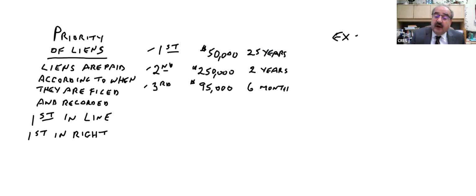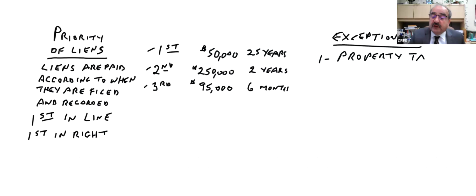The exceptions are, number 1, property taxes. Property taxes will always be first. You have a mortgage recorded 25 years ago. You did not pay your property taxes this year. Your property taxes jump ahead of everything else.